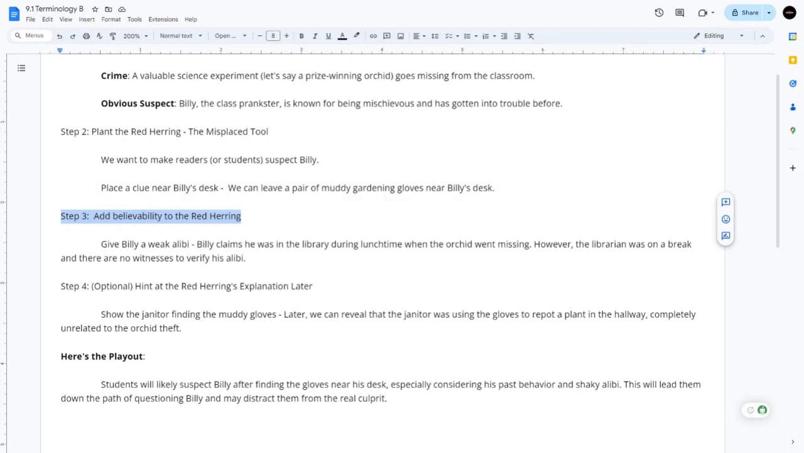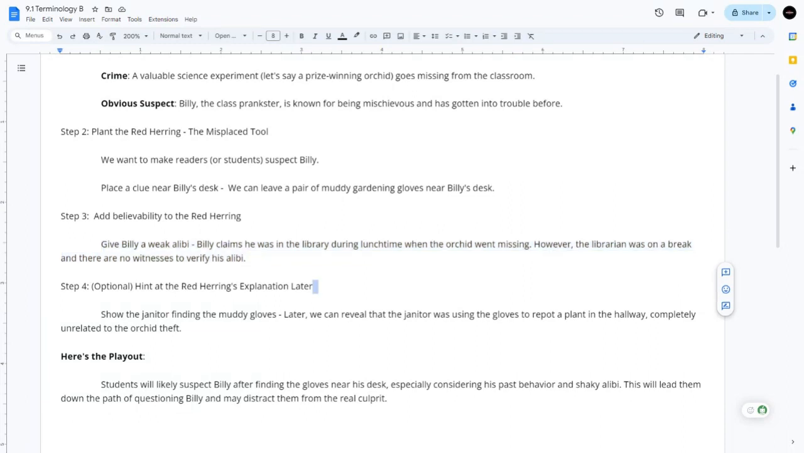All right. Step three, adding believability to the red herring. This means that we have to give Billy a weak alibi. Billy claims he was in the library during lunchtime when the orchid went missing. Billy don't go to the library. He's a punk. Anyway, however, the truth is that the librarian was on a break, and there are no witnesses to verify his alibi. So he might actually have been in the library, but we cannot verify it.